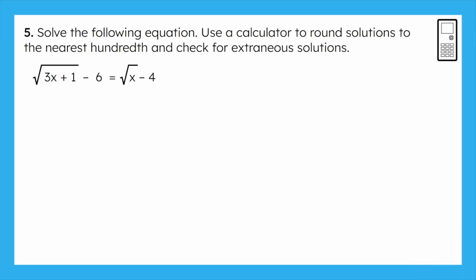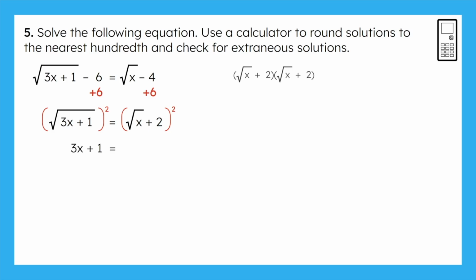You could have either added 4 or added 6 on both sides to isolate one of the radicals. The result would be the same. I'm going to use adding 6 on both sides. Now we can square both sides. The left side becomes 3x plus 1.